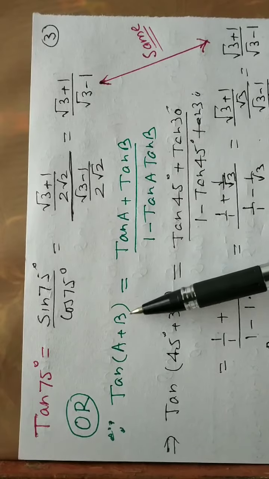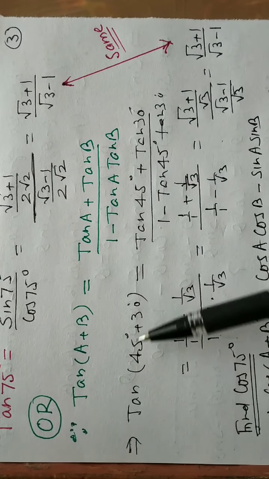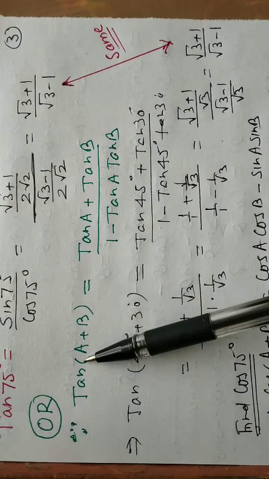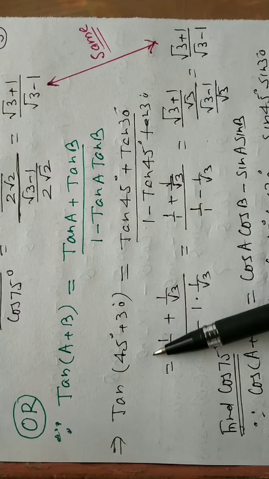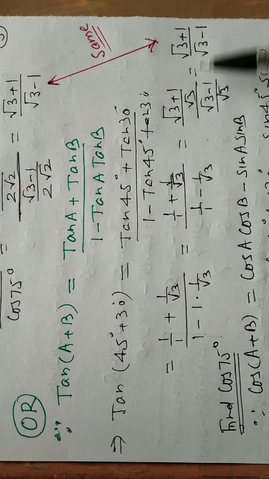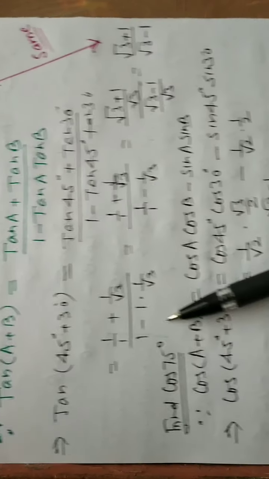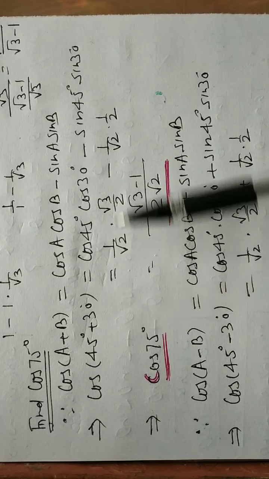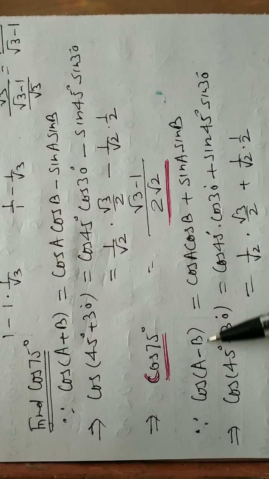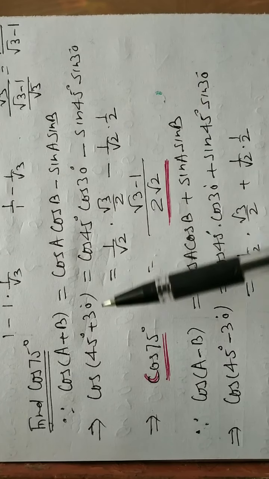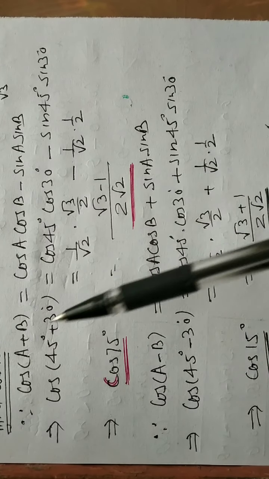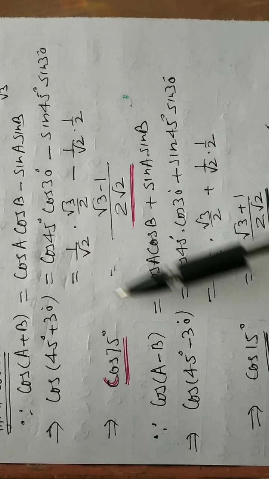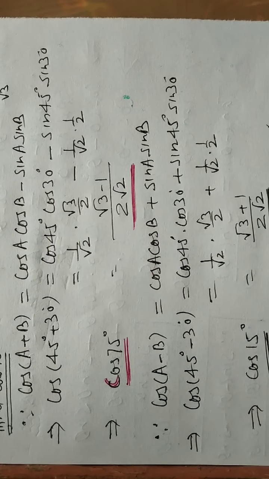Or otherwise use this formula to get the direct value of tan 75. Tan A plus B is this; put A 45, B 30 and get the value of tan 75 directly. So again both are the same. Now cos 75 you have got. Now cos A minus B is equal to cos A into cos B plus sin A into sin B. In case of cos, minus becomes plus and plus becomes minus. Now put 45 and 30, you get cos 15 is equal to this.